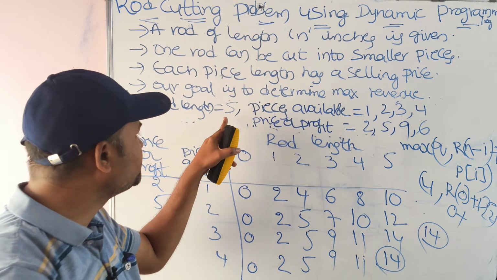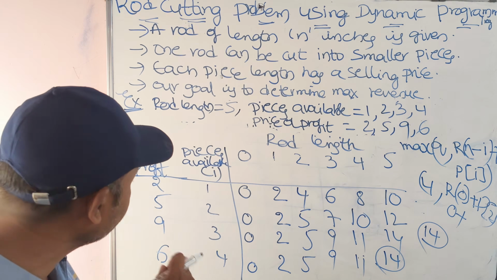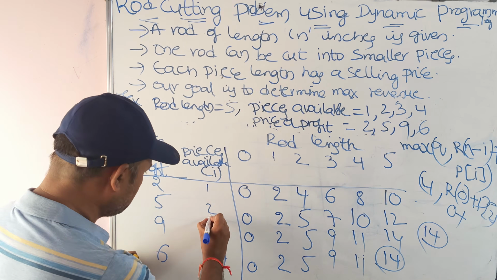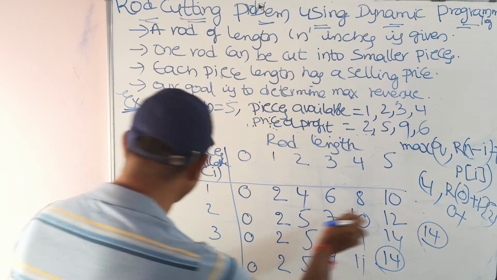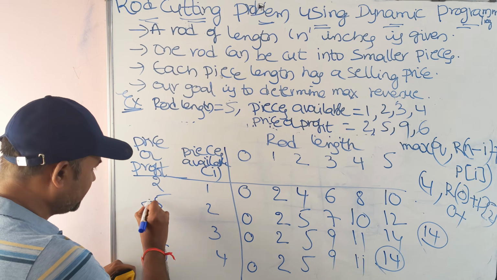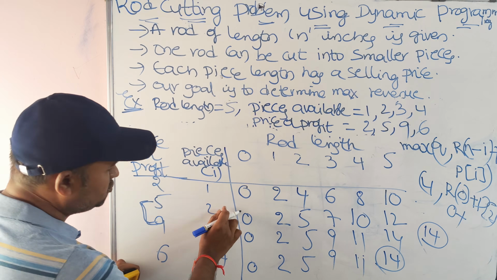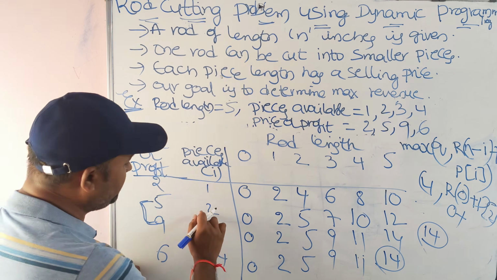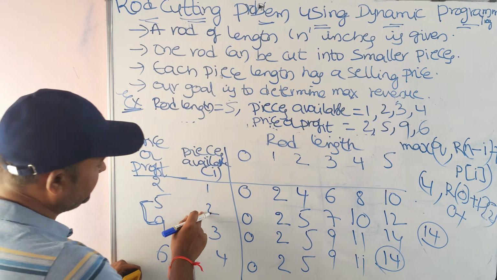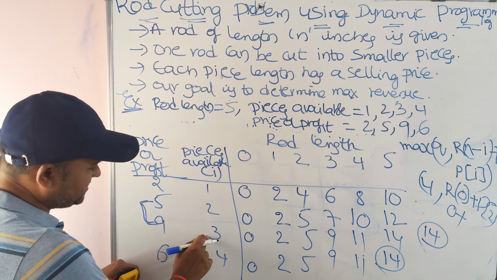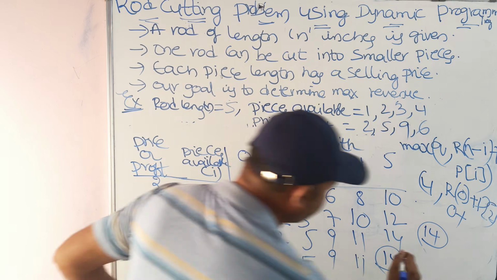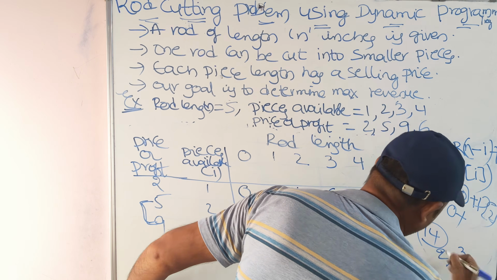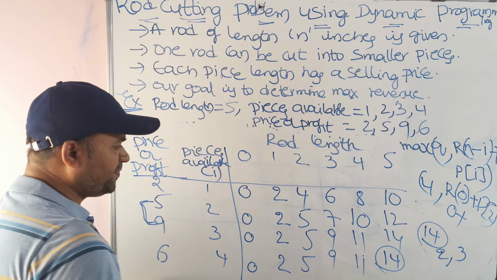So here the 5 inch rod can be split into 2 pieces, because here the profit is 14. How to get 14? 5 plus 9. 5 plus 9 means 14. So for the 5 inch rod, we have to include this 2 inch piece as well as the 3 inch piece. So the pieces which are included are 2 and 3, whereas the maximum revenue is 5 plus 9, 14.